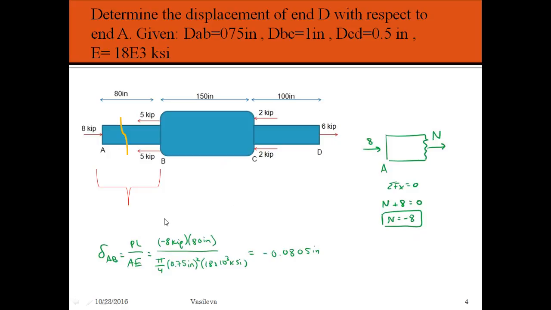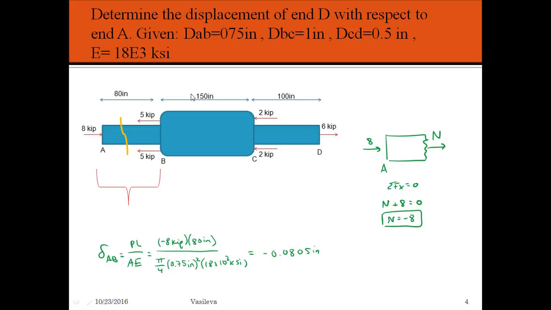So step one, basically the equation asks us for PL over AE. We know the length of each section because it's given to us. We know the area because the diameters are given. And we know Young's modulus. So the only thing we're responsible for finding is P, or the axial force.